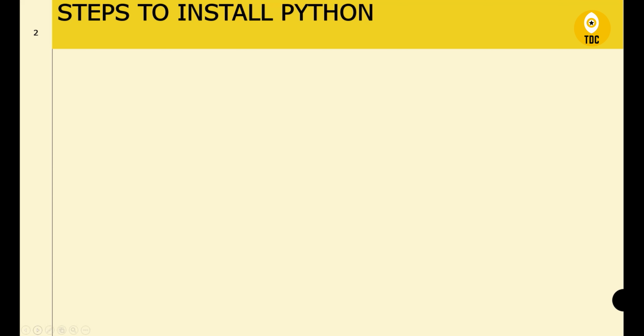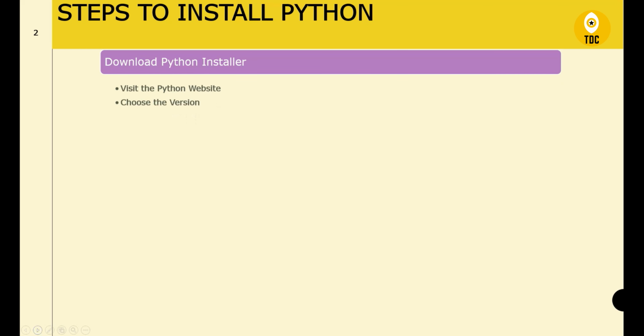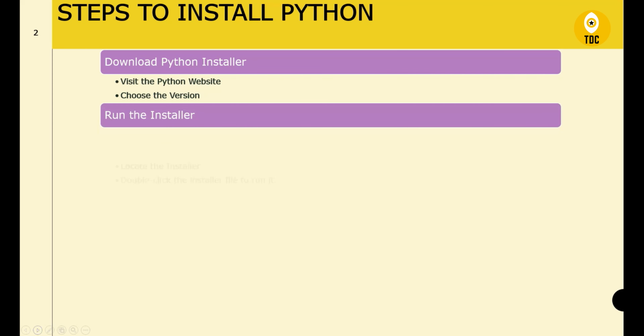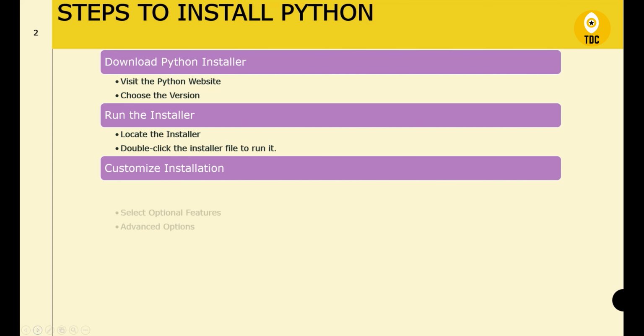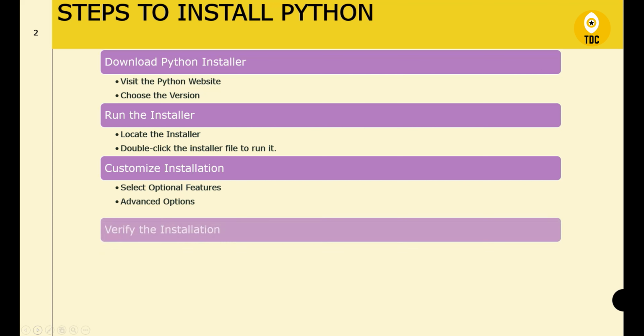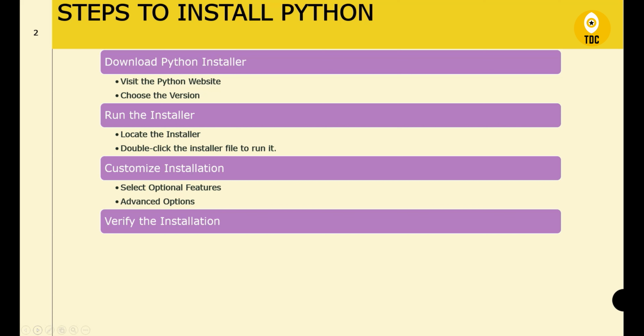Let's first see at a high level what the steps of installing Python look like. First, we will download the Python installer from the website and choose which version we want. Then we will run that installer to start the setup. When doing the setup, we have some customization options that we will see, like how to control those options. Finally, once the installation is completed, we will check the Python version and pip version to confirm that the installation is completed.